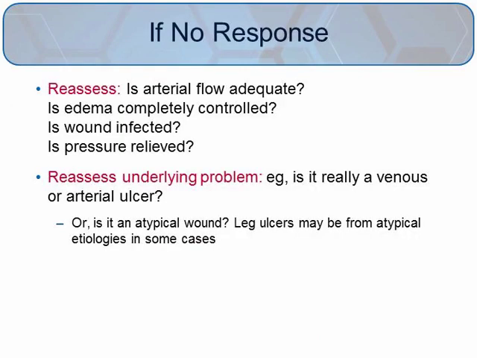If no response, you need to reassess. Is the arterial flow adequate? Is edema controlled? Is the wound infected? Is pressure relieved? Have you looked at underlying pathology and treated it? And then reassess the underlying problem. Is it really a venous or arterial ulcer? Is it maybe an atypical wound? Remember that leg ulcers from atypical etiologies can occur in up to 10% of cases.